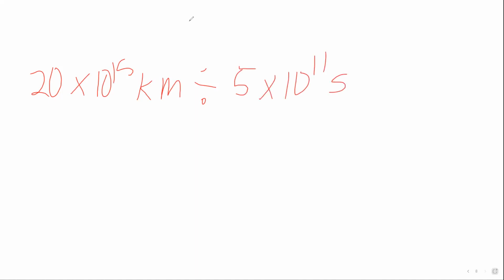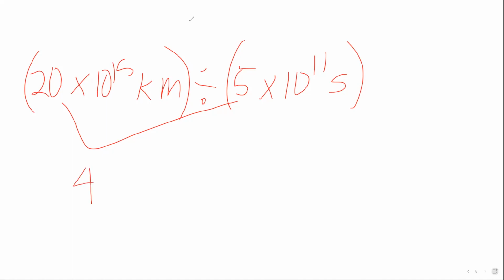20 times 10 to the 5th. 15, sorry. And that is kilometers. It's going to be divided by, this time I remember division, 5 times 10 to the 11th seconds. So this is kilometers per second. All right, so we're multiplying these two. Remember, we'll multiply the numbers, divide the numbers. See, my brain's going to multiplication.